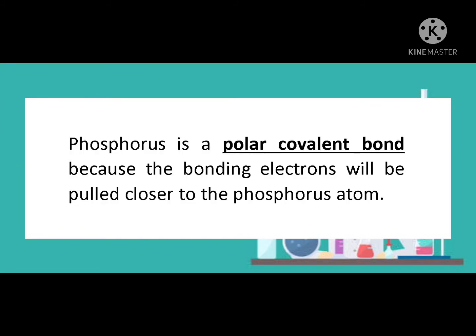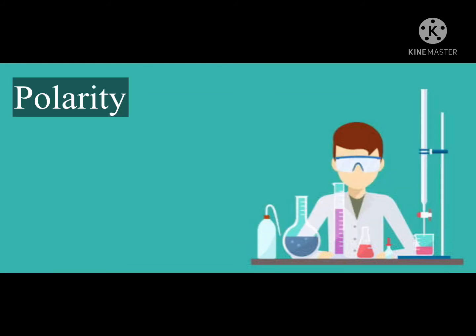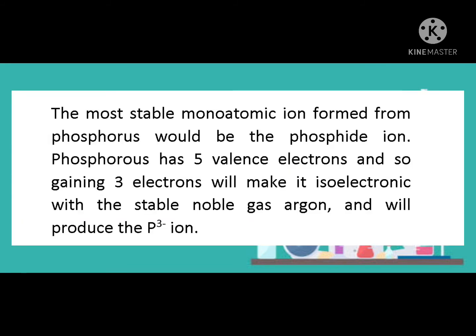Number and type of chemical bond present. Phosphorus is a polar covalent bond because the bonding electrons will be pulled closer to the phosphorus atom. Polarity of phosphate ion is polar. The most stable monatomic ion formed from phosphorus would be the phosphate ion. Phosphorus has 5 valence electrons, and so gaining 3 electrons will make it isoelectronic with the stable noble gas argon, and will produce the P3- ion.